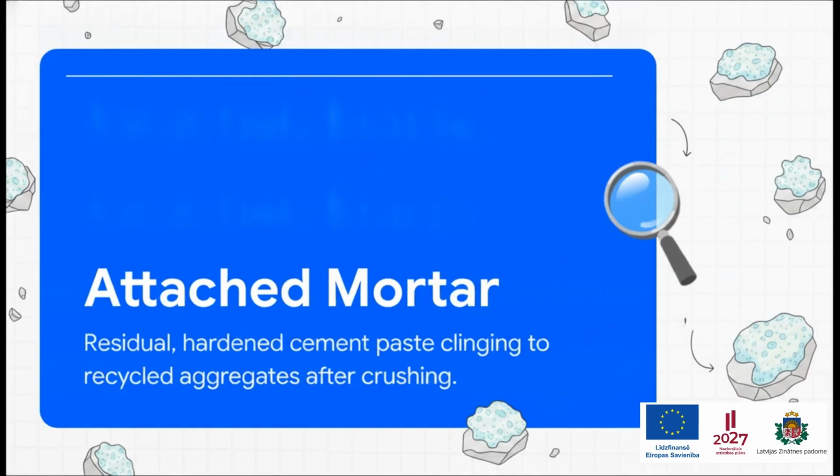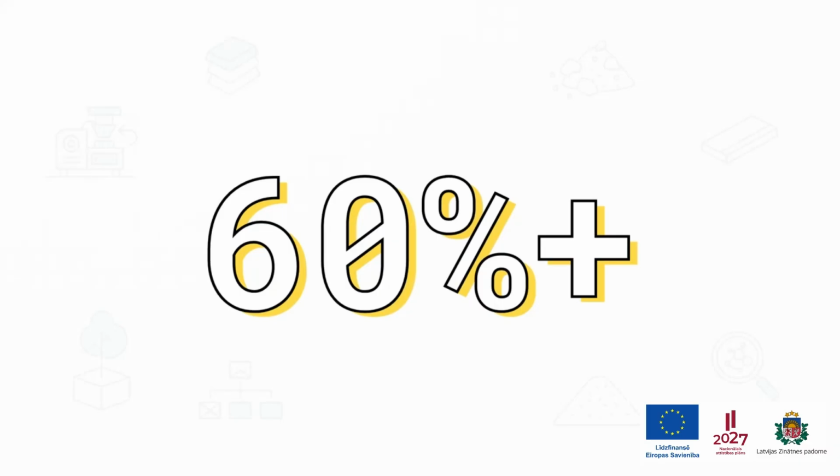It tightly grips the solid stone inside, and it absolutely refuses to let go, no matter how many times you run it through a crusher. And here is where it gets really interesting, because this sponge actually grows over time. By the time we reach the third generation of recycling, this attached mortar can make up over 60% of the aggregate. Just think about that for a second. Natural aggregate has exactly 0% attached mortar, but your multi-recycled aggregate is predominantly made of this old, hardened, porous paste.